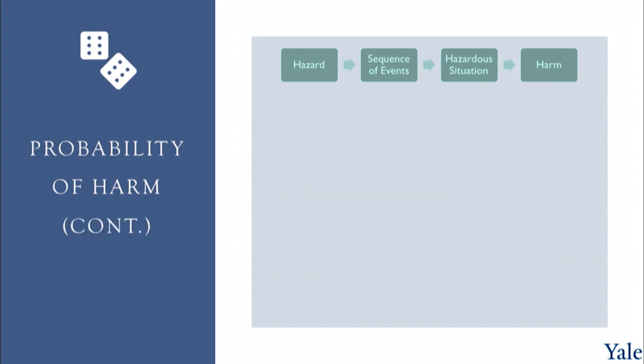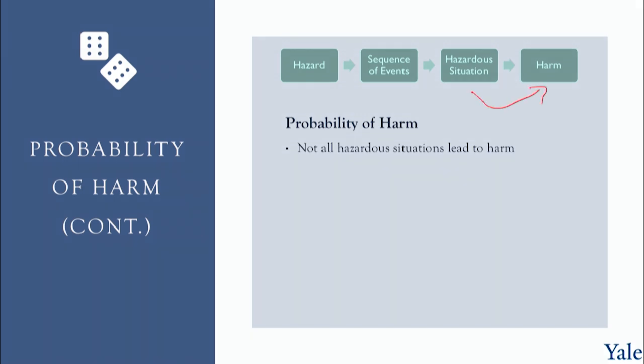So what is the probability of harm now? The probability of harm is we have to also account for the fact that not all hazardous situations will lead to harm. Sometimes our error has no effect. We underestimated the tumor size by 20%, but the treatment would have been the same no matter what, so it doesn't really matter.